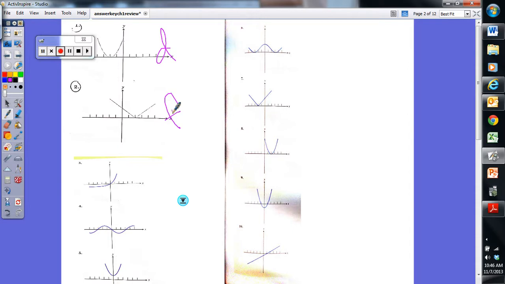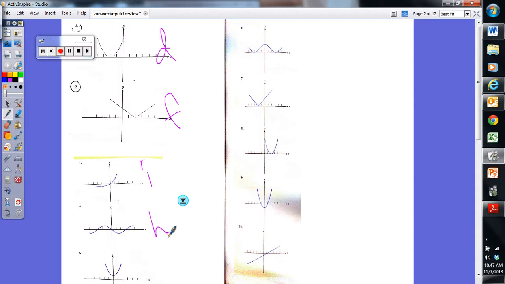3 looks like it's probably an e to the x, maybe. Oh yeah, because e to the x goes through 0, 1. So that's e to the x that's down 1. That's choice I. Number 4 looks like an opposite sign function because it goes down.